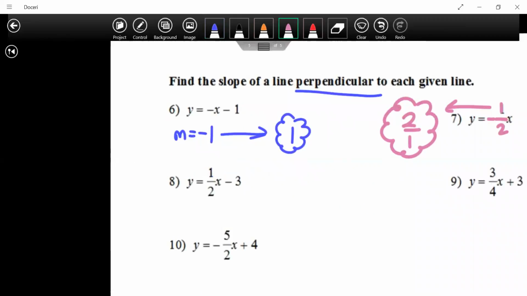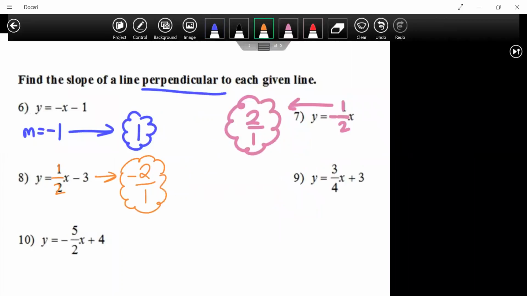We're cool, bro. Number 8: 1/2, so it's -2/1. Number 9: 3/4, so -4/3.